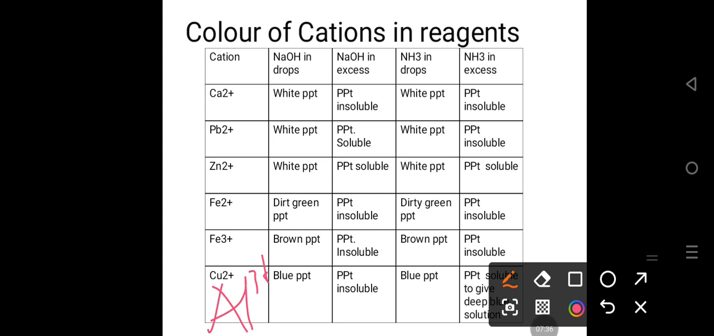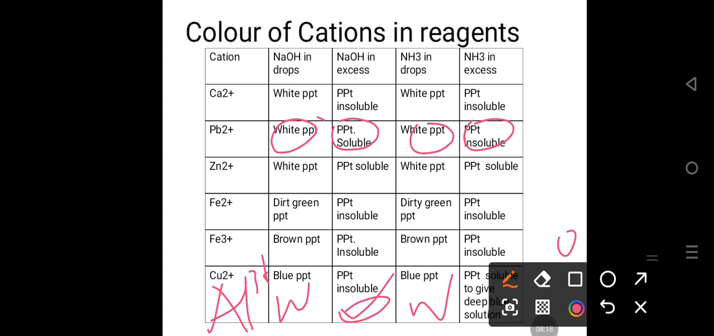And now for aluminium, Al3+. In sodium hydroxide, in drops, you have white precipitate. In excess, the precipitate will dissolve. Then for aqueous ammonia, you have white precipitate. In excess, the precipitate will not dissolve, insoluble. So you can see that aluminium is behaving exactly as lead, because here you have white precipitate, soluble. Aluminium is also soluble. Then white precipitate, insoluble, and it's also insoluble here. Aluminium and lead are just behaving in a similar way.